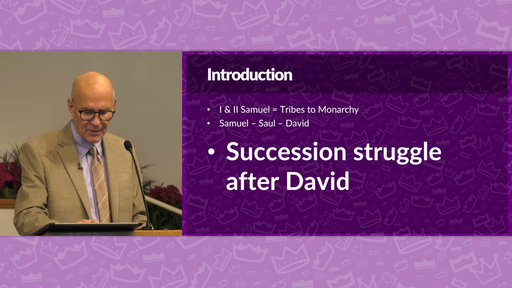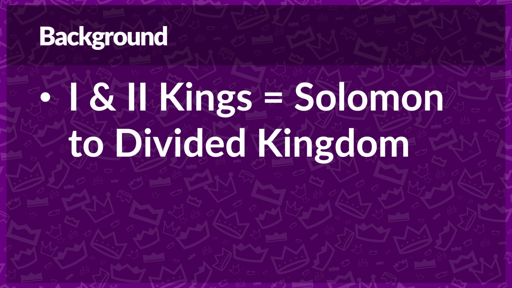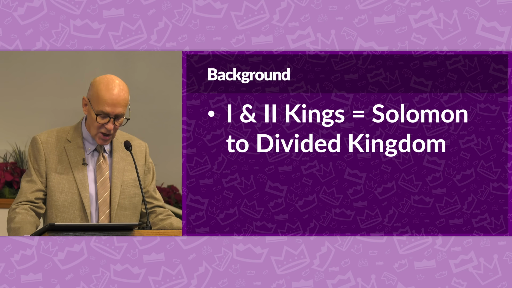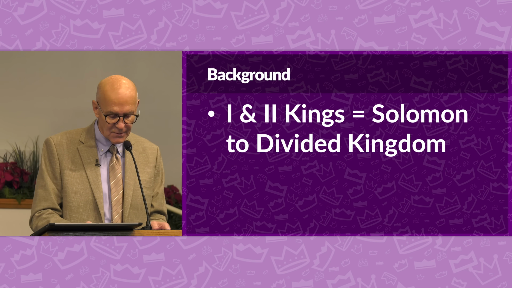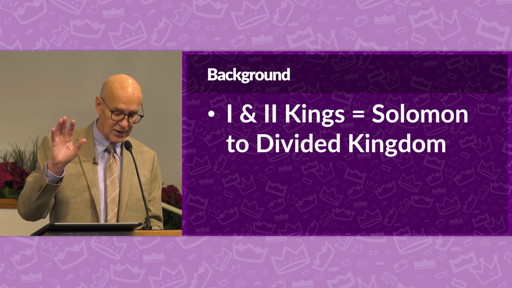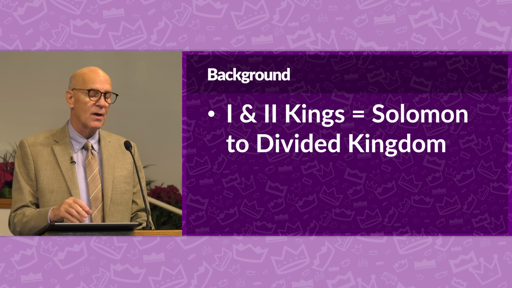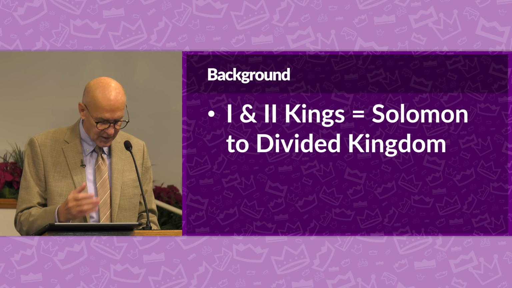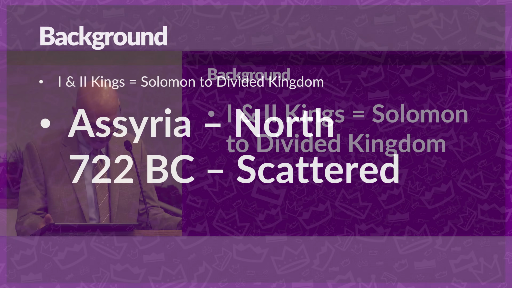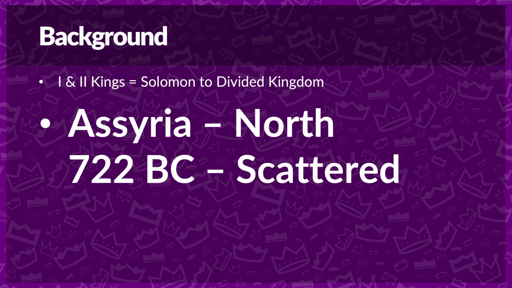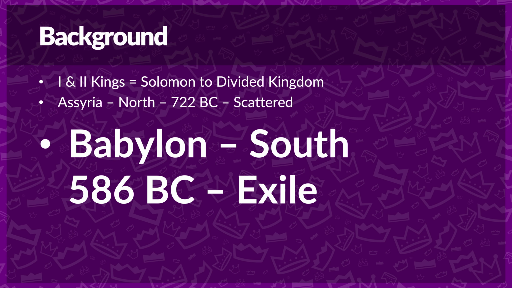So we begin with a little bit of background on these books. The books of 1st and 2nd Kings continue the historical narrative of Israel's monarchy, beginning with the reign of Solomon and tracing the division of the kingdom into Israel, which would become the northern kingdom, and Judah, which would become the southern kingdom. They culminate in the fall of both of these kingdoms, with Israel conquered by Assyria in 722 BC and Judah by the kingdom of Babylon in 586 BC.